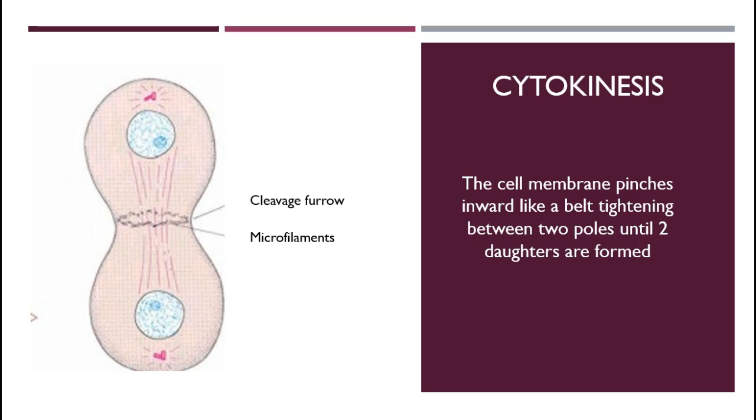Cytokinesis is responsible for the final separation into 2 cells by splitting the cytoplasm, which completes after the PMAT mitosis stages. The cell membrane pinches inward like a belt tightening between the 2 poles until the 2 daughter cells are formed.